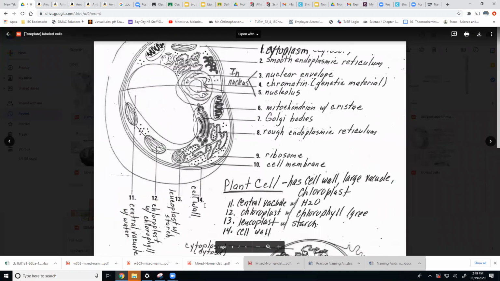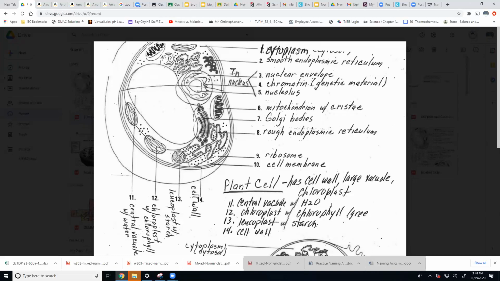The things that are listed over here to the side, I relisted them here under plant cell. You can see 11 is central vacuole. I just relisted it over here since it was kind of sideways, so it may be easier for you to read it that way.